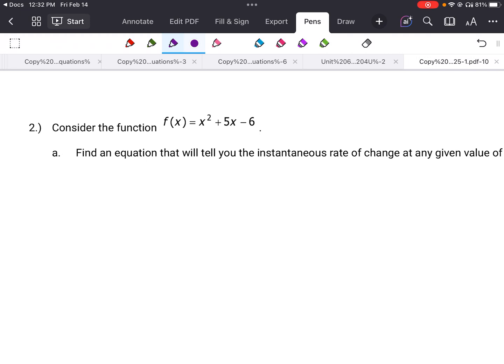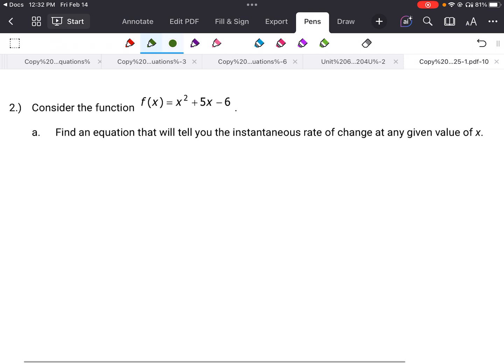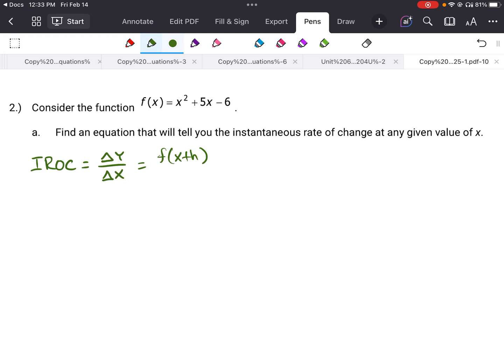Okay. Consider the function x squared plus 5x minus 6. Find an equation that will tell you the instantaneous rate of change at any given value of x. Okay. So this is a little bit like calculus. We're only going to look at it today. We're not going to delve into it too much. Again, we know that IROC is delta y over delta x, or f(x + h) minus f(x), divided by h.